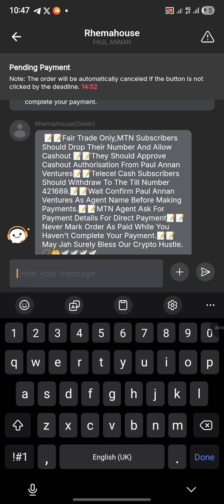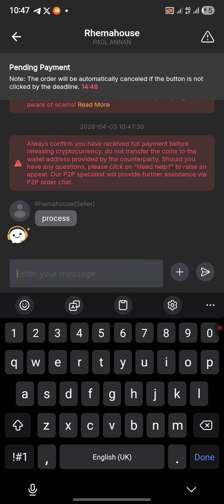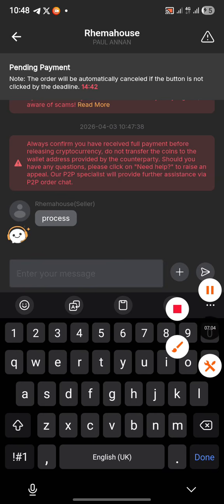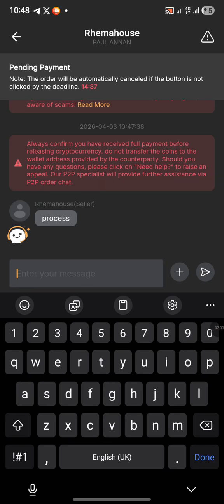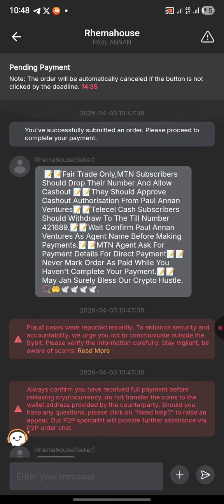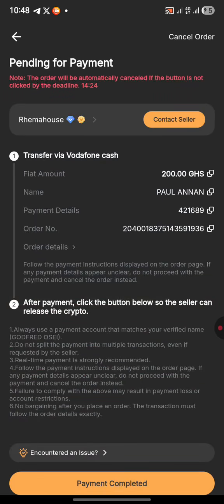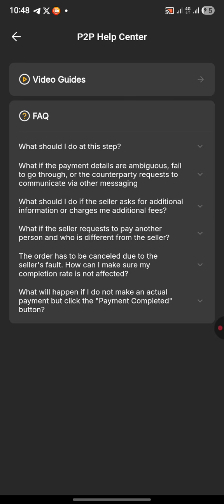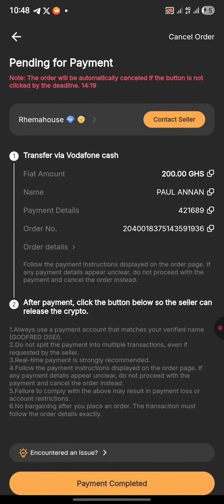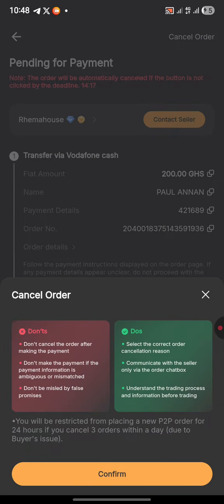It says processing, so you need to read the information over here. Then you type your number to the person if you are MTN. Sometimes they will provide you a till number. You can just say Telecel, and then you go with the till number, which is over here. Then you're good to go. Hope you understand what I'm trying to mean. Now let me cancel the order because I'm not going to make an order.